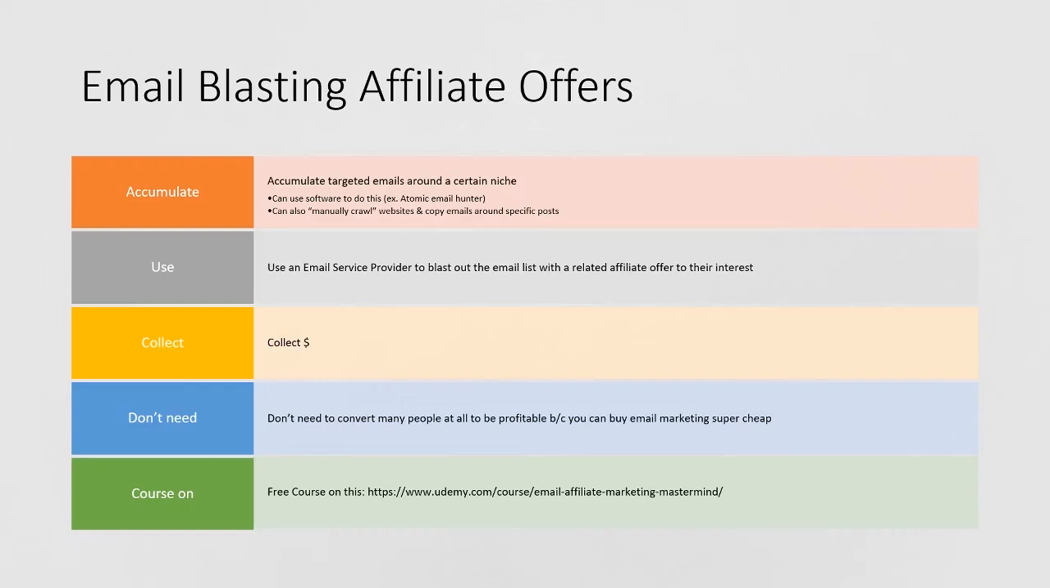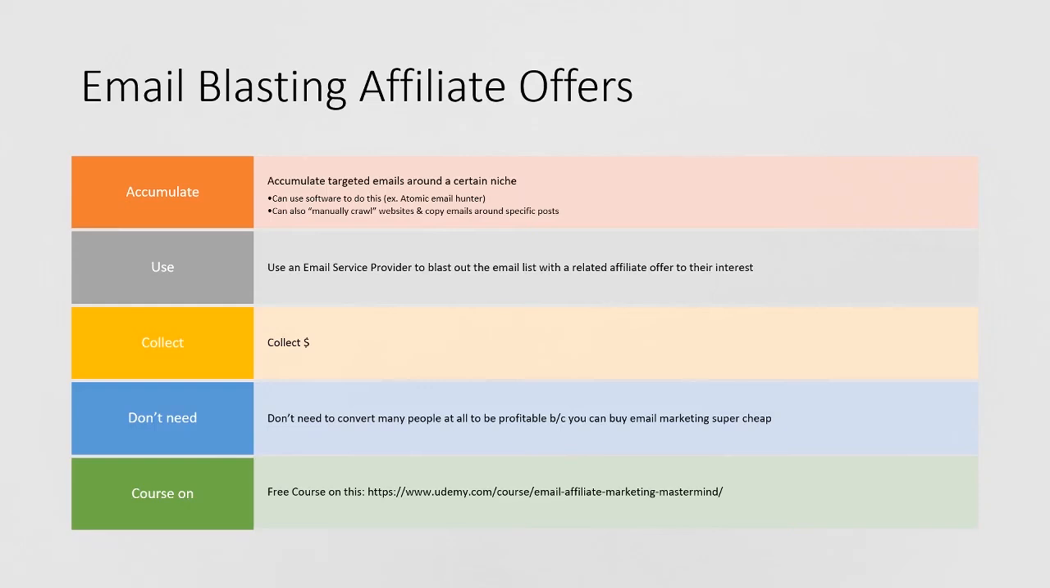While I don't recommend you do this business model now, maybe you can take something from it and apply it to something in the future that you might be able to make money off of, right? So you could also manually crawl websites and search engines around specific posts and copy the emails to get targeted emails that way. Once you acquire a bunch of targeted emails that have shown an interest in a particular subject or niche, you want to use G Suite and GMass to blast out the email list with a related affiliate offer, okay? And then simply collect a commission. It's really that simple. It was that easy, and that's why a lot of people loved the business model.